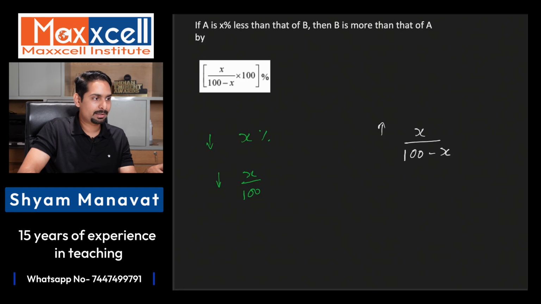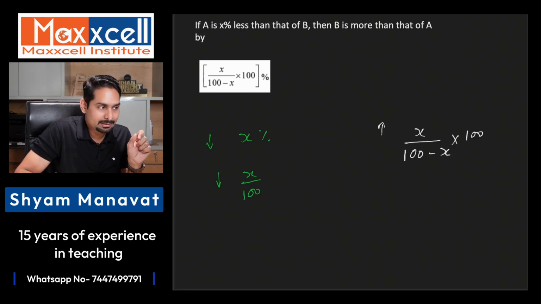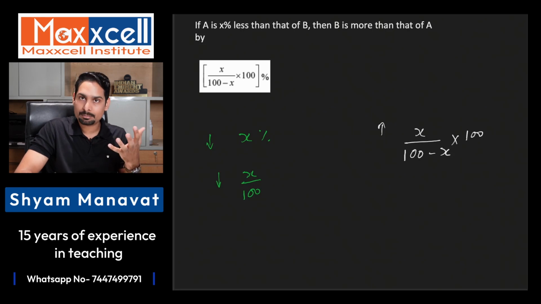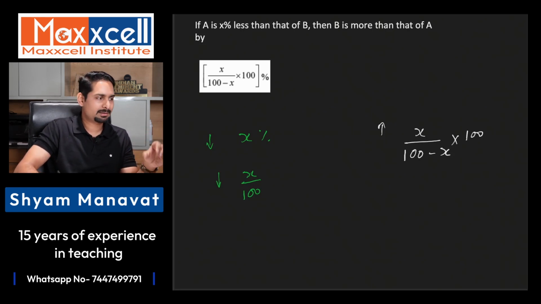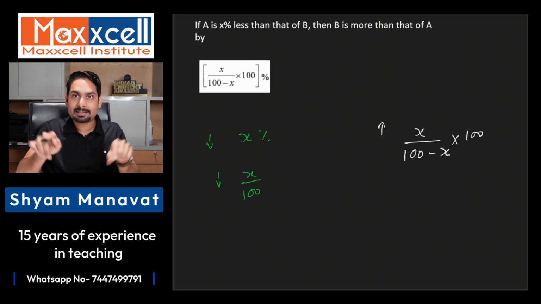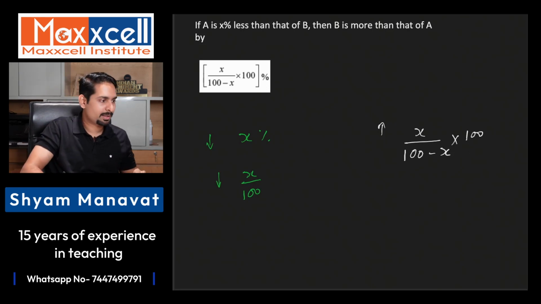Let me know in the comments if it is difficult for you to understand. I will try to make it further easy for you, but I hope that this is quite understandable. If the numerator is less, the entire value will be more. Look, understand this.